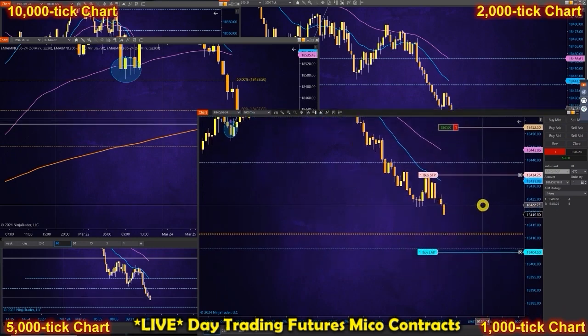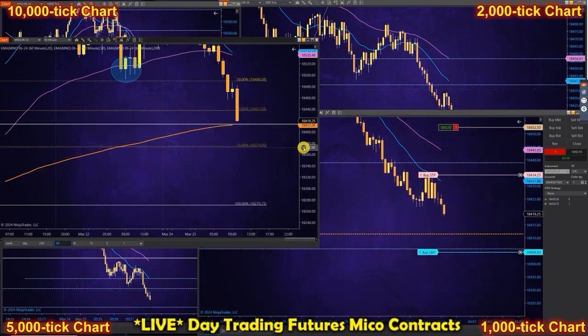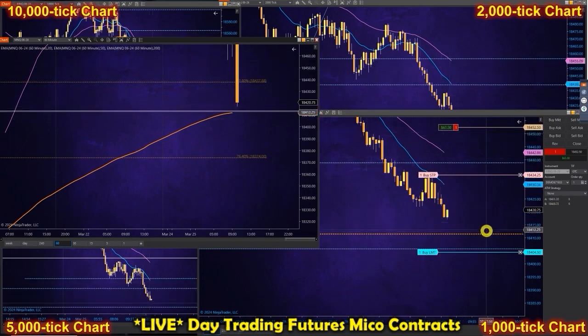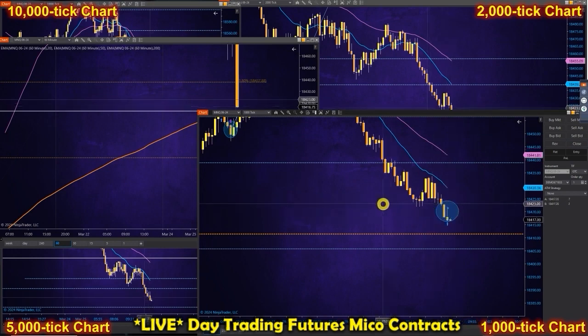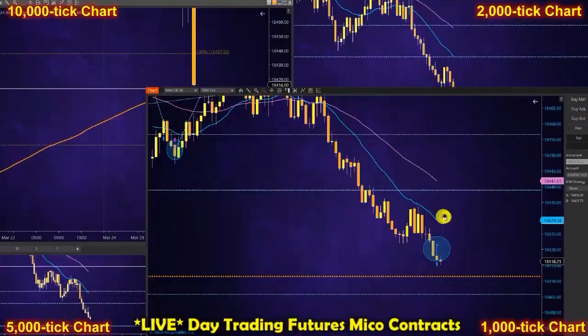So I think I'm just going to try to hold it. It's almost there. It's almost at the 200 EMA. I think I'm going to close it. Order filled. I'm going to close it because it practically got there. It's going to keep going. Still something I need to work on.